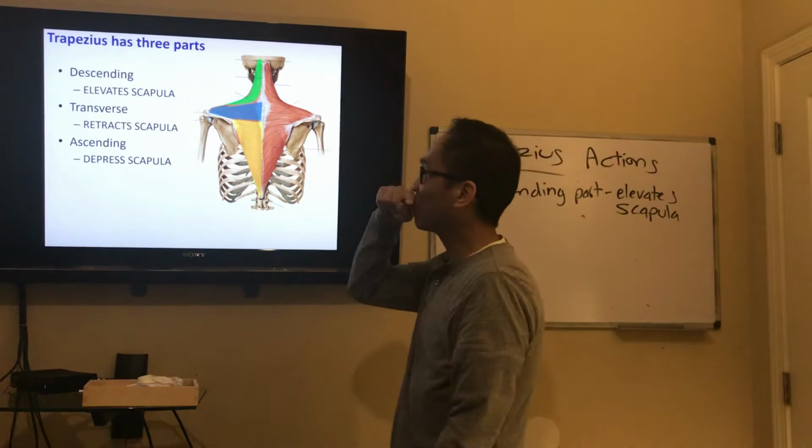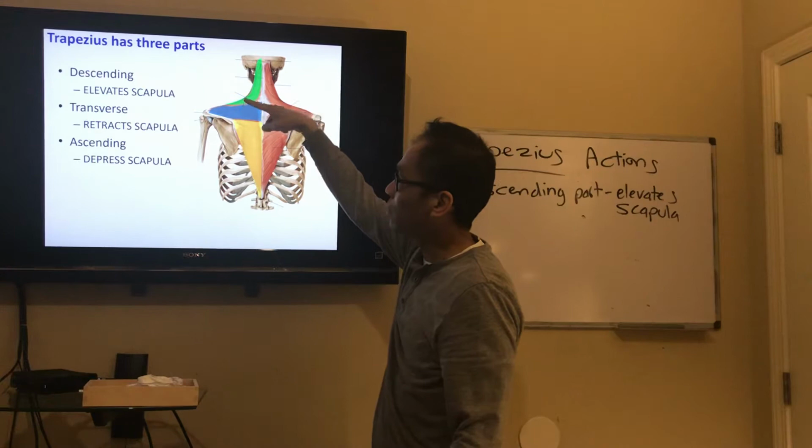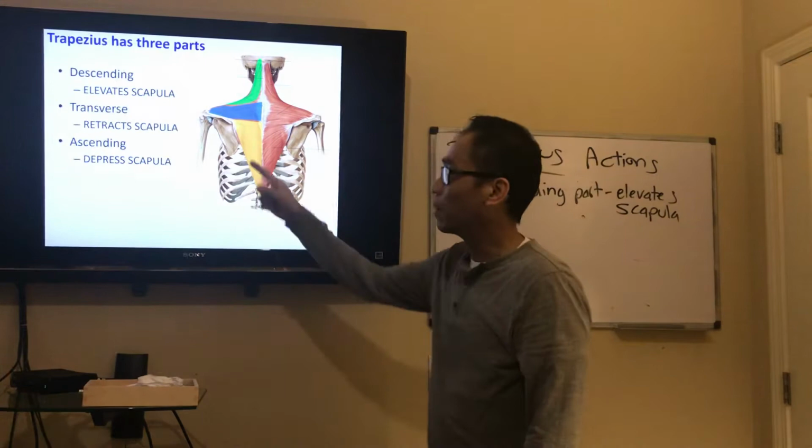Descending because they start from here and they go down to the scapula. So when they pull up, they elevate the scapula like that. The transverse part, the fibers run completely horizontal in the transverse plane. They retract the scapula.